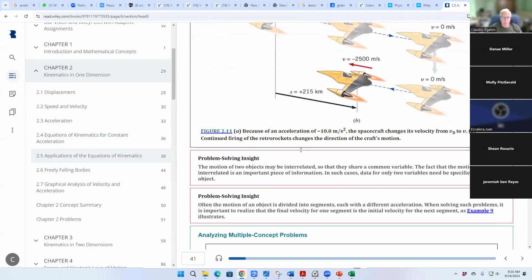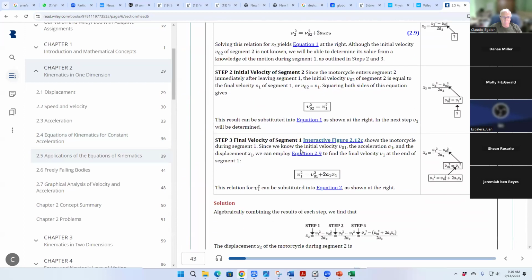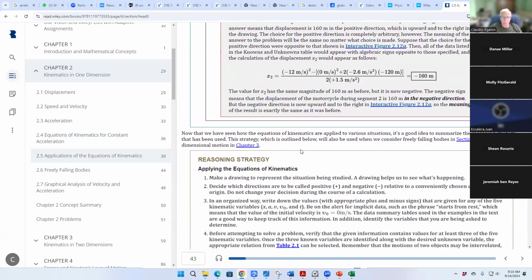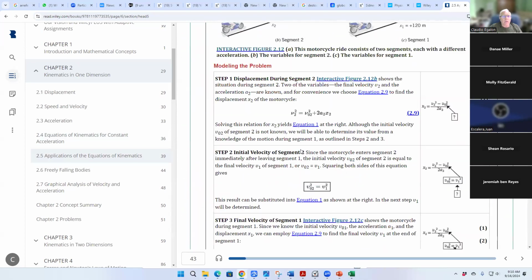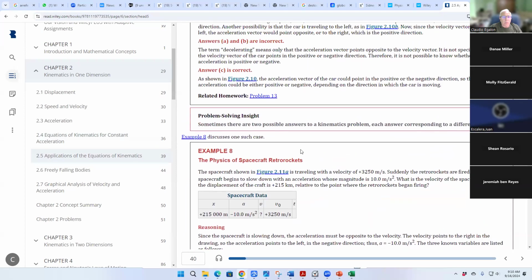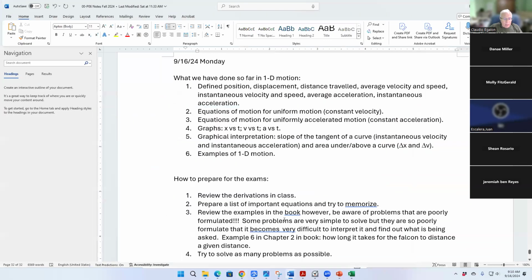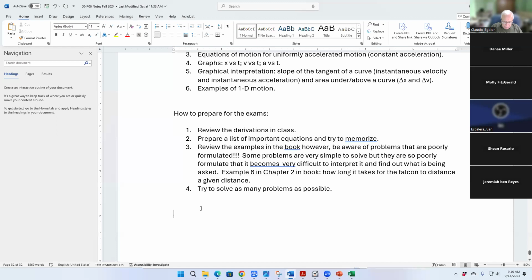Physics of spacecraft, hetero rockets. Okay, so I'm going to emphasize what the book says here: the effect of acceleration on the velocity and speed. Velocity and speed.